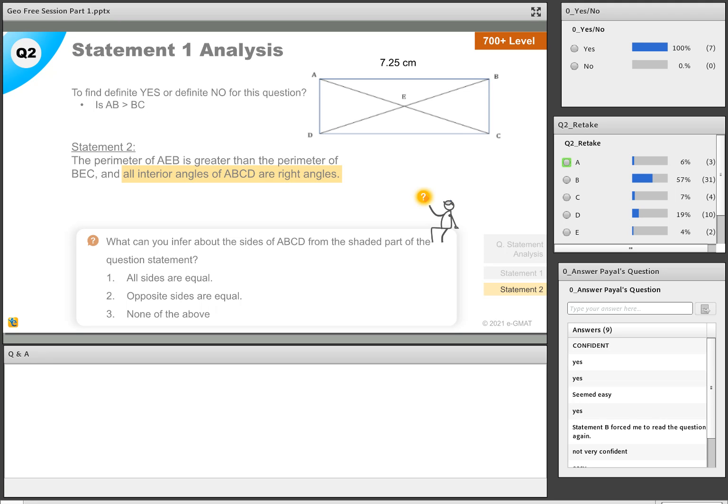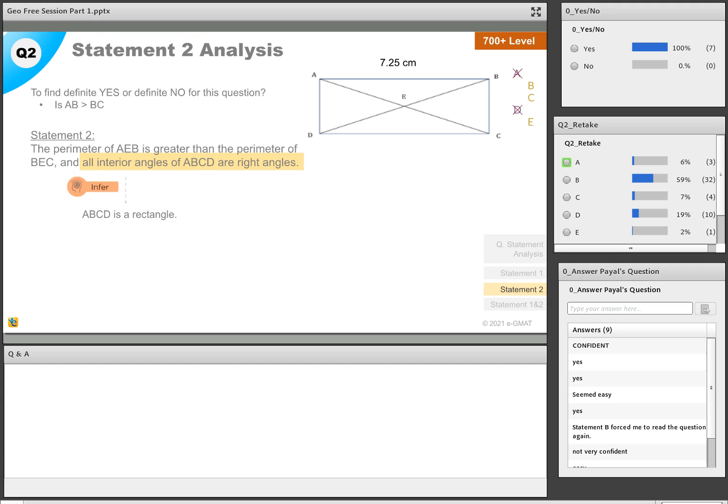All interior angles of ABCD are right angles. Now, everyone knows that it's a no-brainer thing. Everyone knows that all angles in a rectangle are 90 degrees. But can you take the information that is stated over here, all interior angles of ABCD are right angles, and infer from that that what you're dealing with is indeed a rectangle? That's the level of conceptual clarity that you need to have so that you can draw such inferences to solve difficult questions, to solve those 700 level questions.